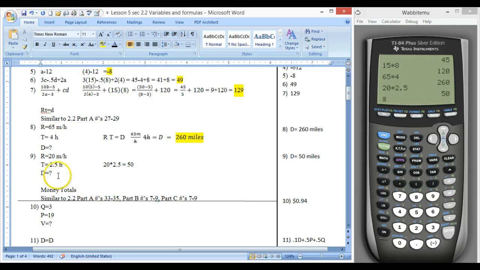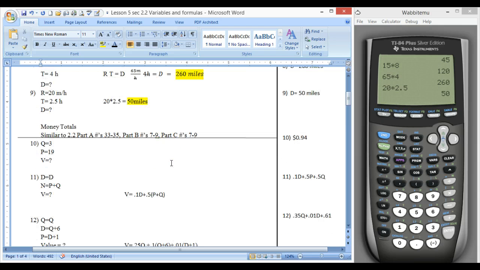And I know that it's giving me distance, and we already showed that the unit conversion, when I multiply by hours, I'm left with only miles. So my answer is 50 miles. Let's go to the next one, money totals.